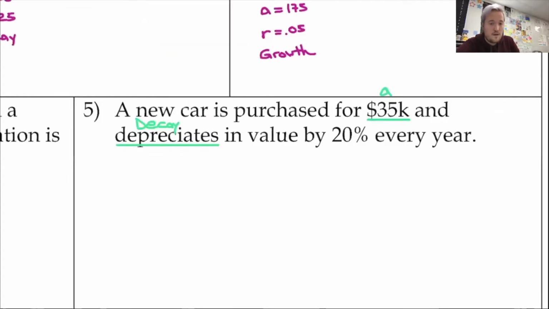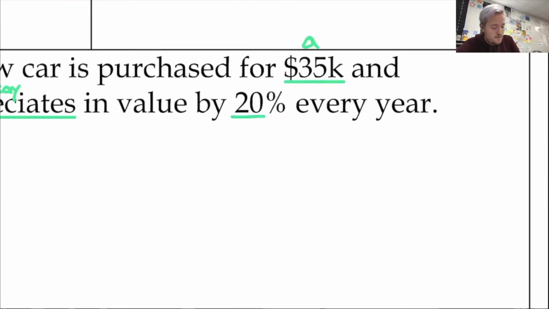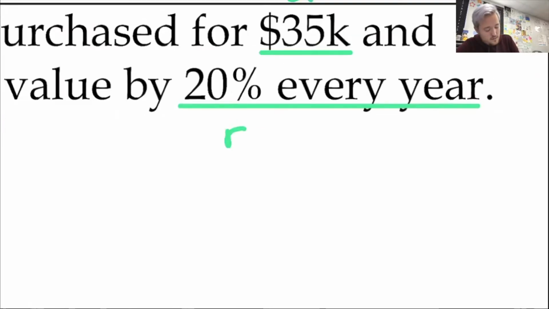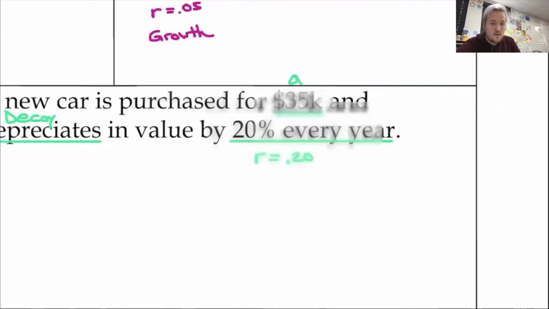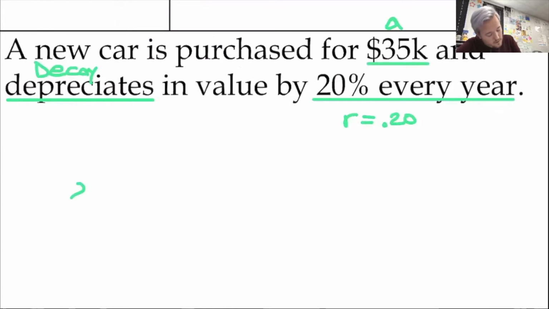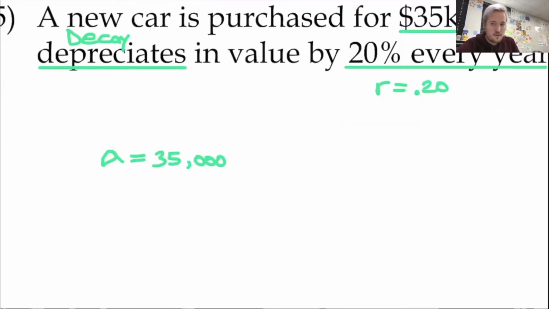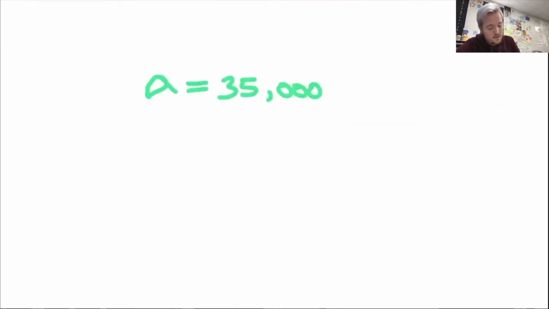All right. And it's losing its value of 20% every year. So that means we have an R value of 0.20, 20%. So once again, we have an initial amount of 35,000. Now you could write 35,000 as 35,000, or if you want, you could write 35K. Then we have a rate, which is depreciating at a rate of 20%. And because it's depreciating, that's going to tell us we have a decay.